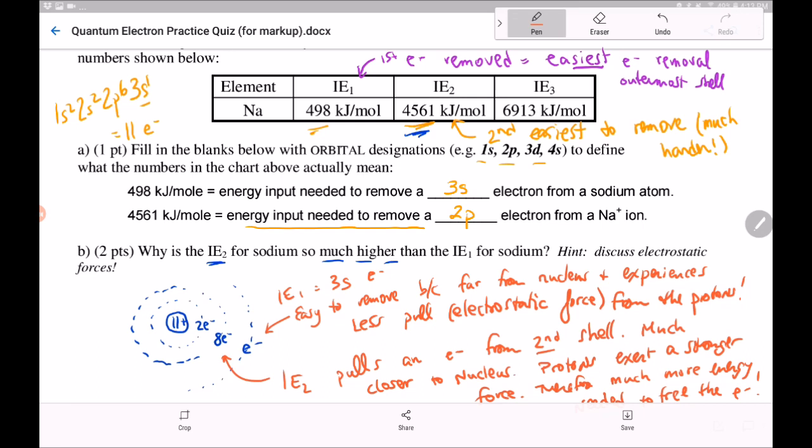There we go. So physics helps. Electrostatic forces are important. Knowing your atomic structure is also important, so you can figure out which electrons are in which orbitals and which shells.